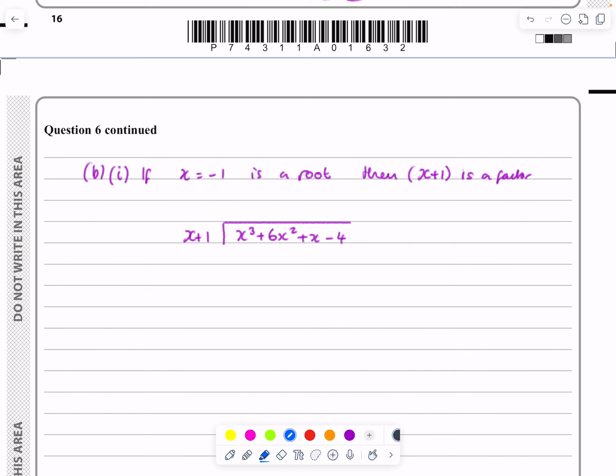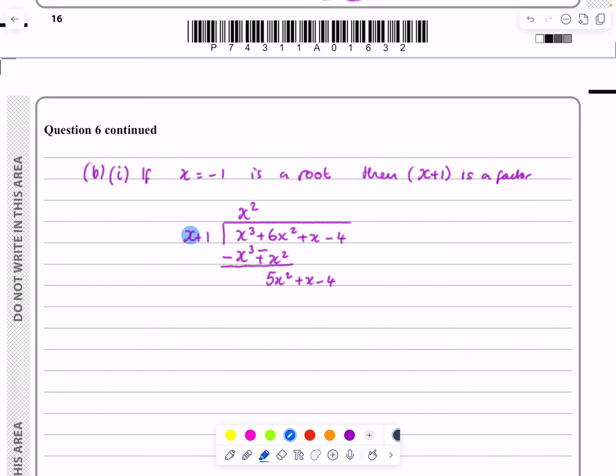How many times does x go into x cubed? It goes in x squared times, so I'll put x squared up there. I then multiply x squared by all of this term, and I write the answer here. x squared times x is x cubed, x squared times 1 is x squared, and at this stage I subtract all of that out. So x cubed minus that one, 6x squared minus that one, that's going to give me 5x squared, and then I bring down anything that's left, in this case plus x minus 4, and then I simply repeat that process a couple more times now.